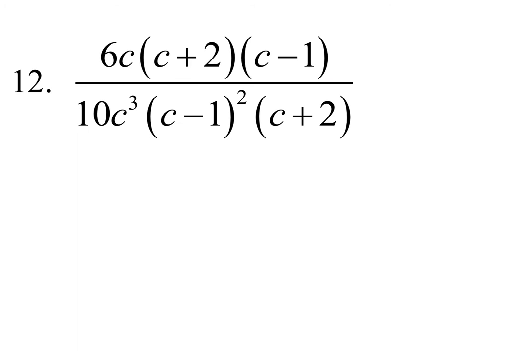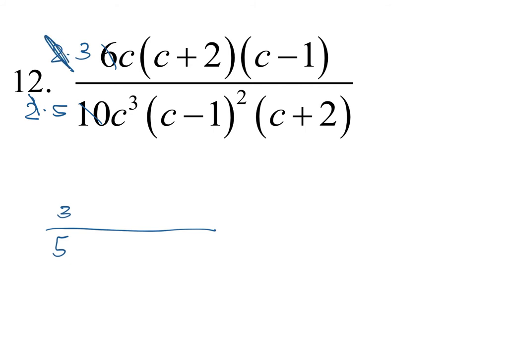On number 12, when we're simplifying this, as far as 6 over 10, 6 over 10 simplifies into 3/5. You could think of that as 2 times 3 and 2 times 5, where the 2's cancel to get 3/5.